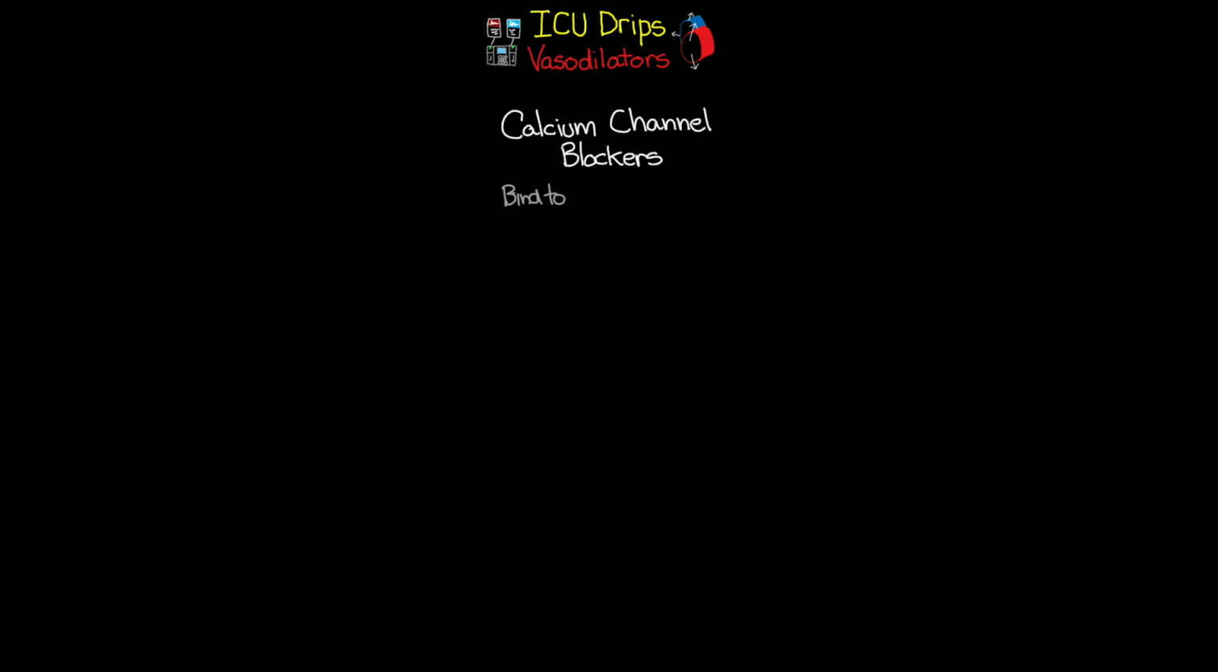Now, these medications work by binding to vascular calcium channels, and this prevents an influx of calcium into smooth muscle cells. And so since we know that calcium stimulates contraction, by preventing this influx of calcium, we're actually going to be causing smooth muscle relaxation. Now, our calcium channel blockers are going to have a primary effect on arterial vessels with minimal effect on venous vessels. Now, the most common of these calcium channel blockers that we're going to use for vasodilation is going to be a medication called nicardipine or Cardene.